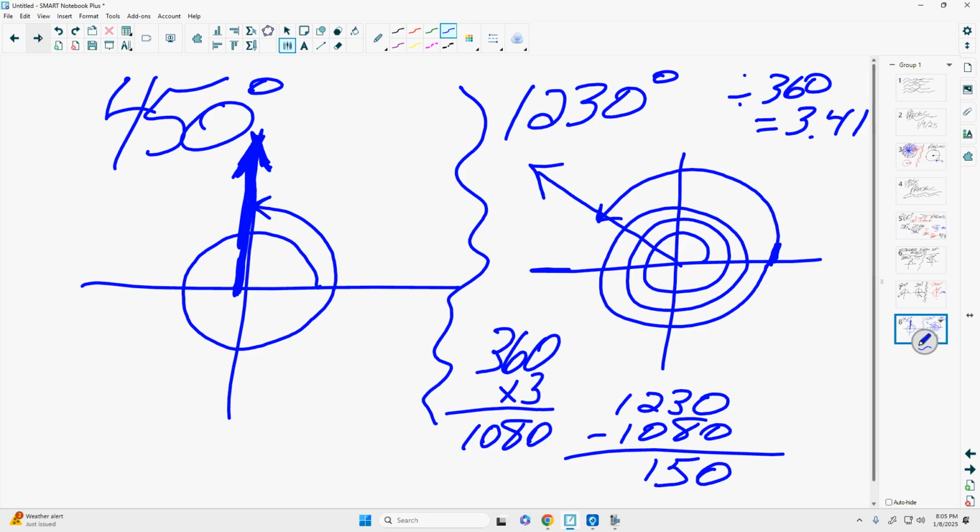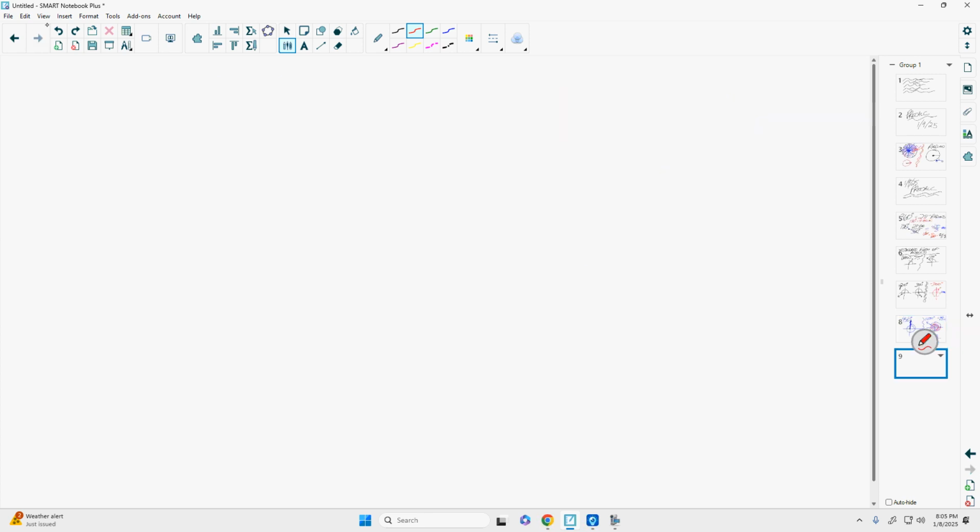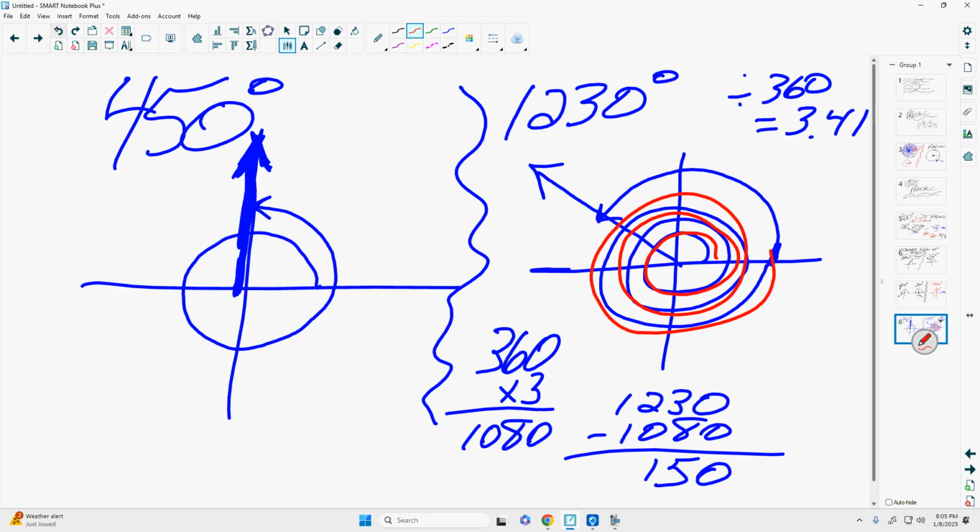Now, here's the cool thing. You don't have to draw this loopity-loop. You don't have to draw it 3 times, right? That's cool. You don't have to draw that part.